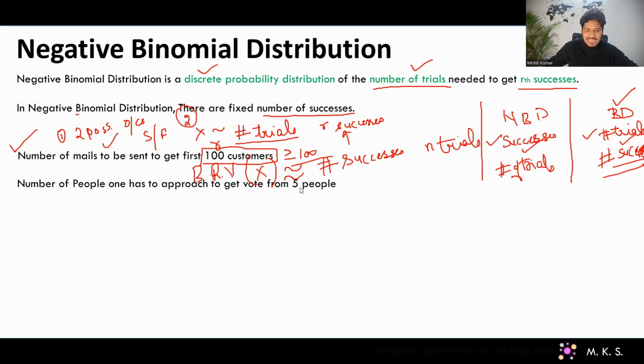So in this particular case, the number of people you have to approach to get 5 people's opinions. Here the number of successes is 5, right? And every trial means you are approaching a person. Whether he will vote or give an opinion or not, those are the possible outcomes, right?